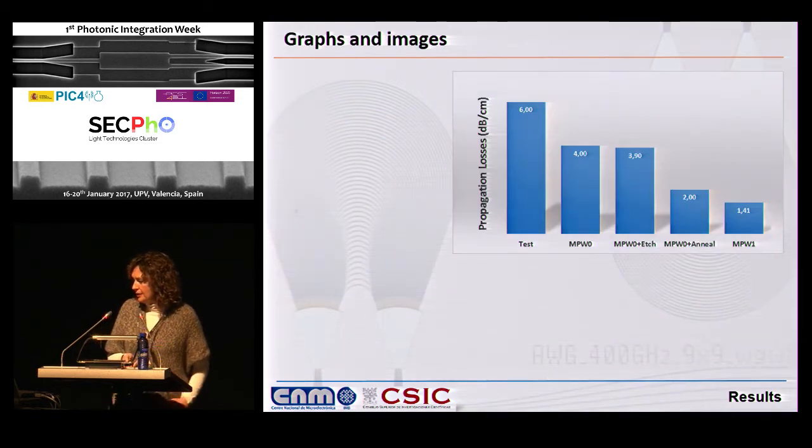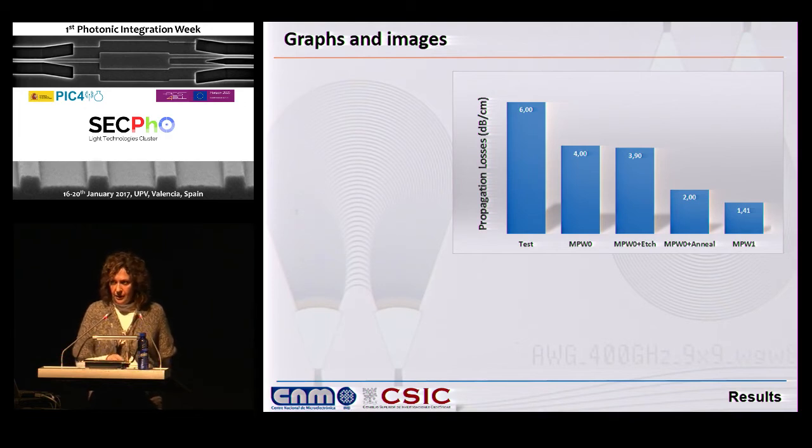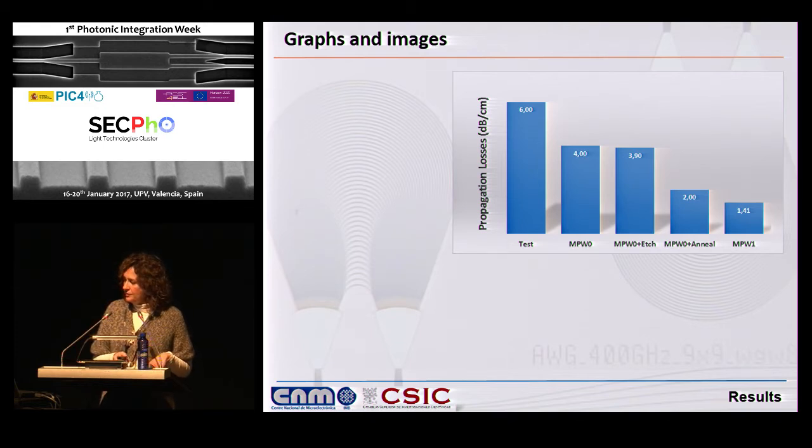Okay, for example, a graph where you can see the different propagation losses that we get in the different fabrications. We start with the test with 6 dB per centimeter, which is a very nice value if it's the first time that we fabricate a component. And on the first multi-project wafer, we reduce it 2 dBs.